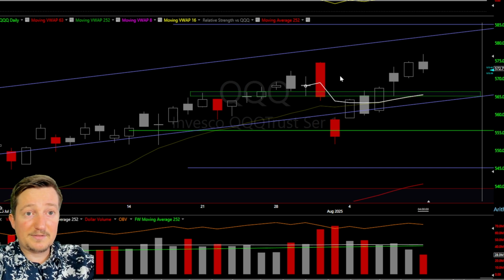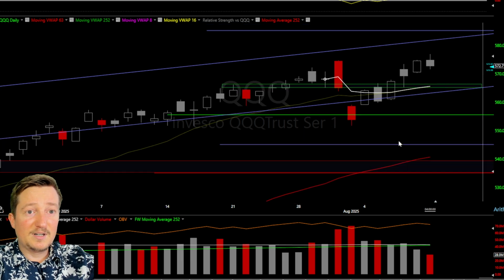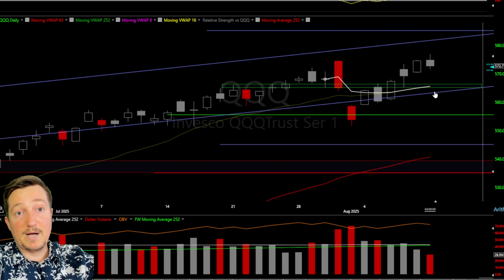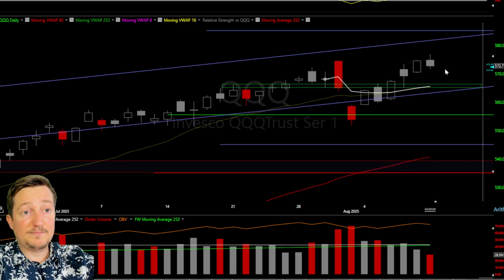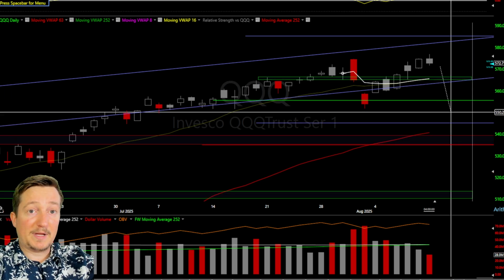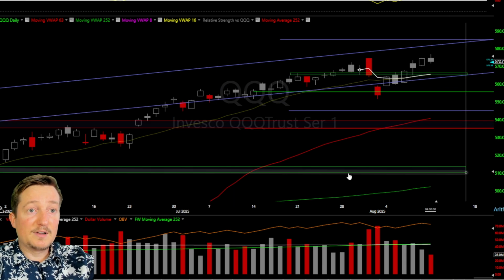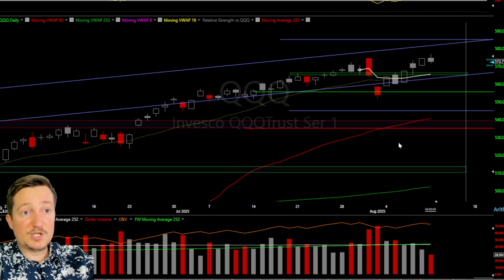I mean, it's got everything going for it. It's still strong here. But if we do see that large candle tomorrow or the next day, that would kind of confirm, okay, we're going to start going down. So, yeah, that's the QQQ.